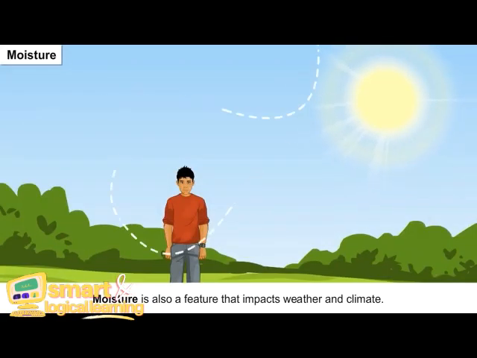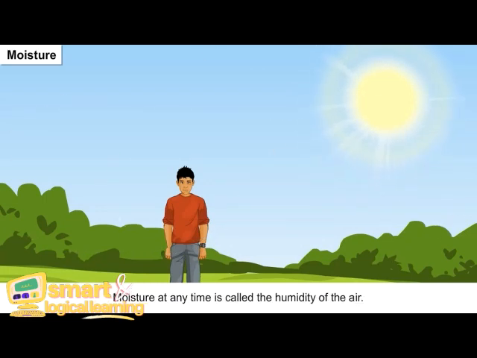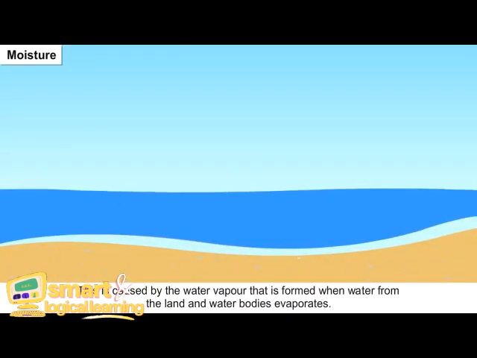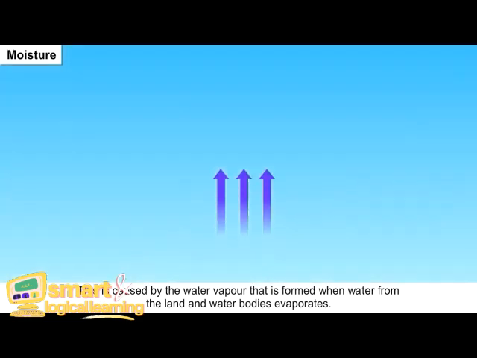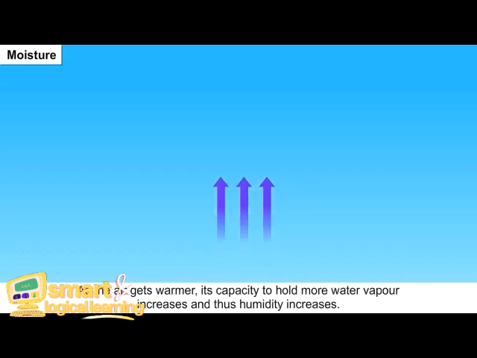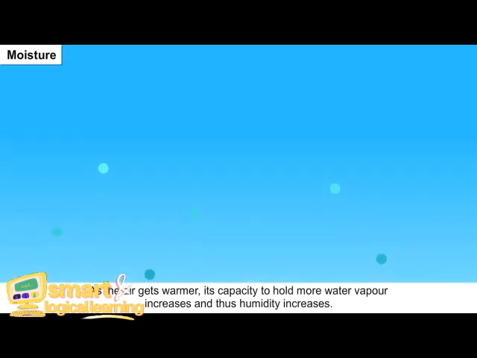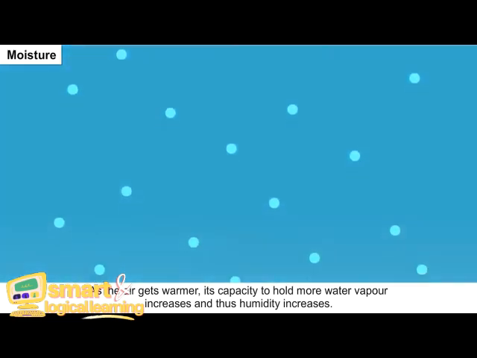Moisture is also a feature that impacts weather and climate. Moisture in the air at any time is called the humidity of the air. This is caused by the water vapor that is formed when water from the land and water bodies evaporates. As the air gets warmer, its capacity to hold more water vapor increases and thus humidity increases.